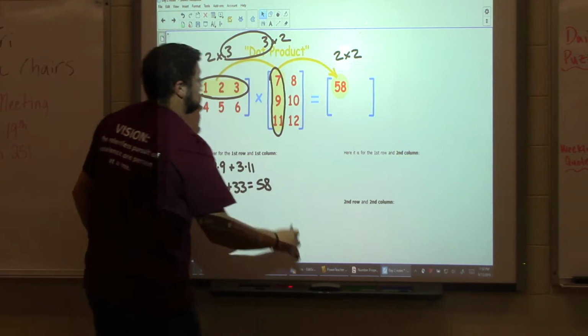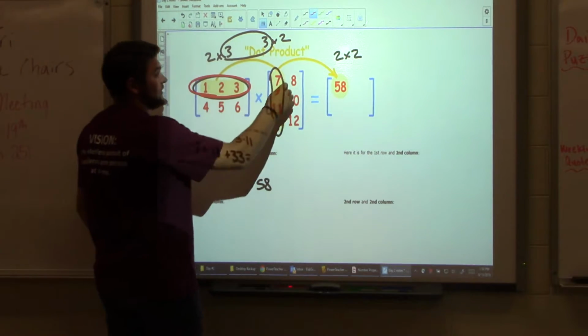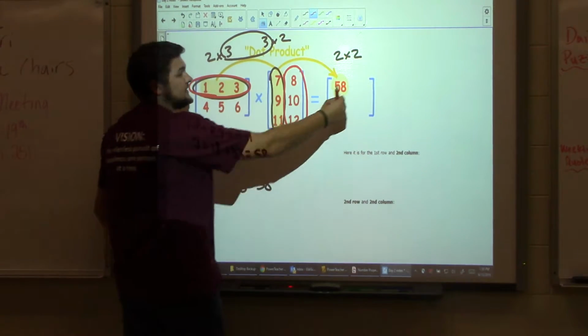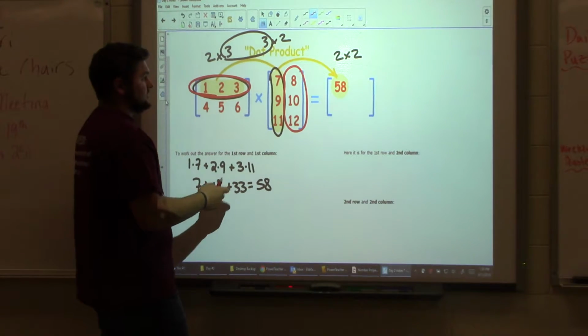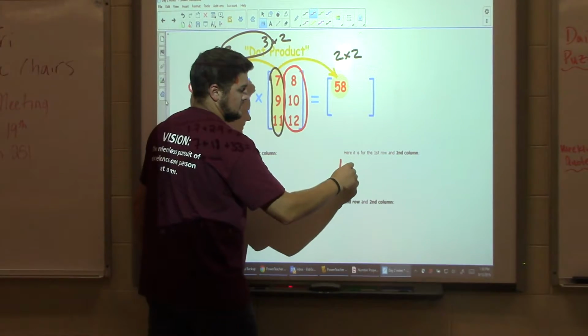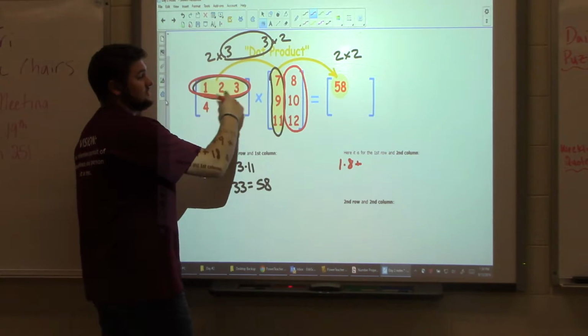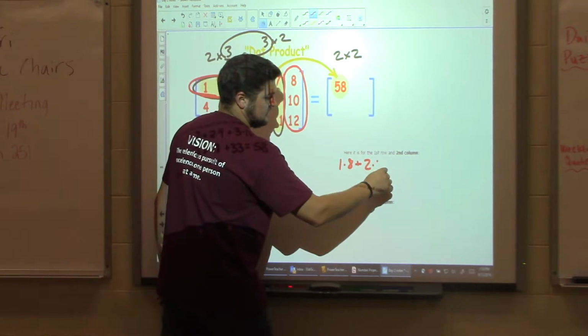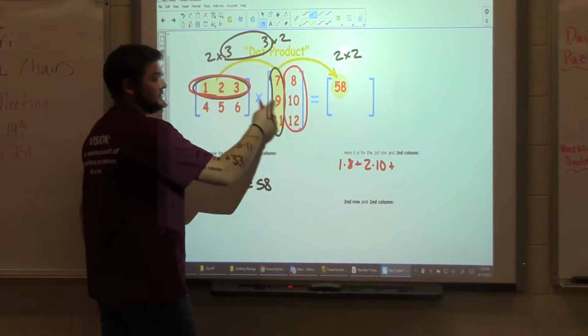So now I'm going to take the top row and multiply it by the second column. I want to find this top right spot. So I'm going to take 1 times 8, and I'm going to add 2 times 10, and I'm going to add 3 times 12.